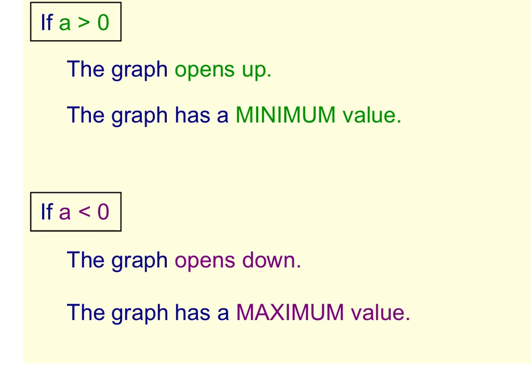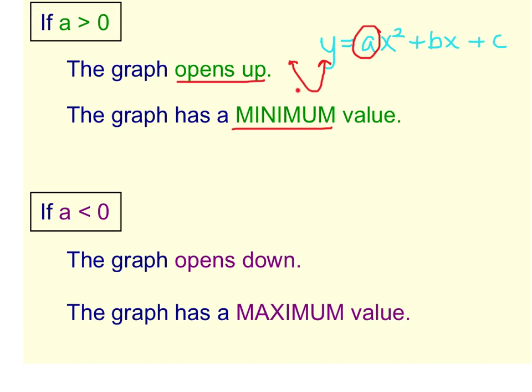So the a value again, we have a function that looks like this, y equals ax squared plus bx plus c. That a value that's in front of the x squared tells us a few things about our graph. If the a value is greater than 0, which means it's a positive number, that means that our graph is going to open up. The parabola is going to look something like this. And it also tells you that you have a minimum value. And we'll talk some more about this, but that means your graph has a lowest point. That's going to be where the vertex is at. That's the lowest point on the graph.